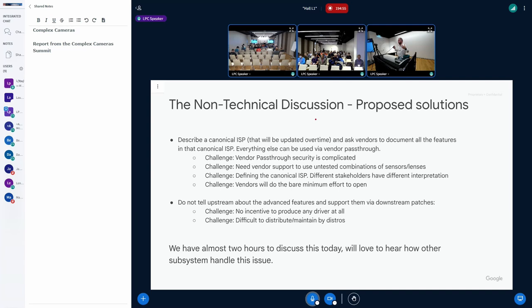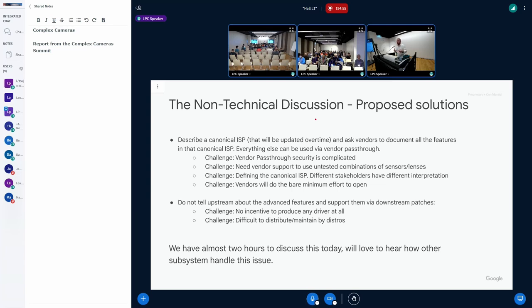Shall we only have support for combinations that have been tested by vendors, or should we allow any kind of combination? Then the problem is defining the canonical ISP. People have very different opinions of what is a good enough camera. If you ask me, I will tell you a camera that can be used in Chrome OS, but that's because I work in Chrome OS. If you ask somebody else, they will give you a different definition. Finding the canonical camera is complicated, and we need to find a way to arbitrate what is a canonical camera.